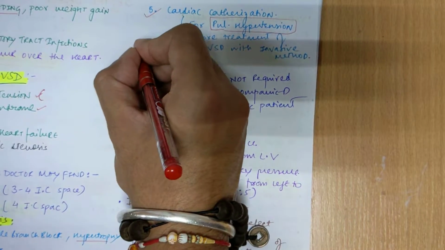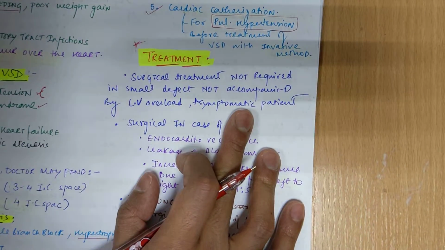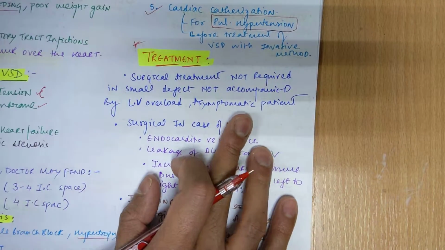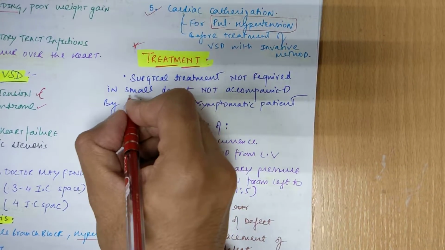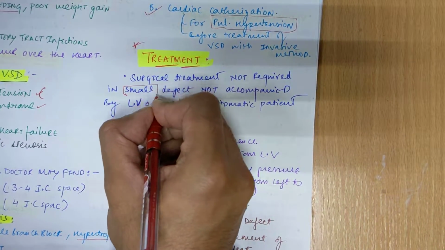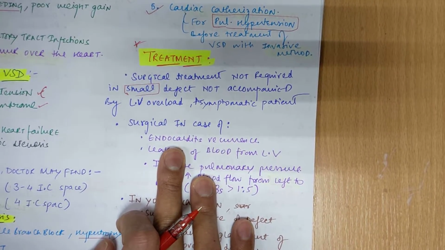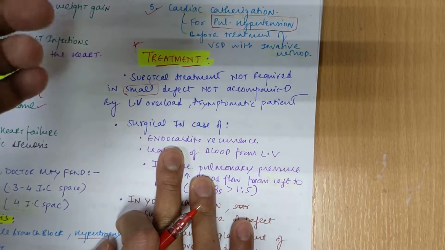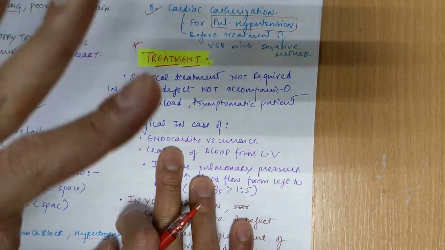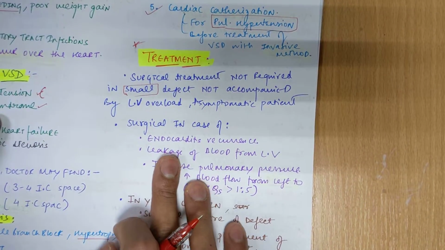Now, in the case of treatment, what can you do? Surgical treatment is not required in a small case or asymptomatic patient. There is no need for surgical treatment if a small defect is there and there is no load on the left ventricle. In that case we don't do any surgical treatment.